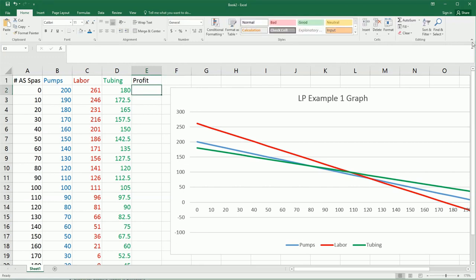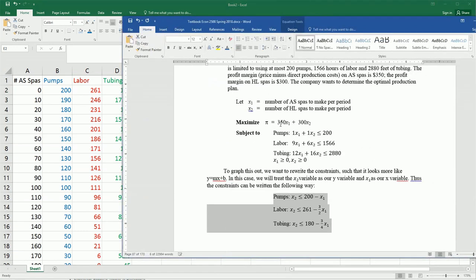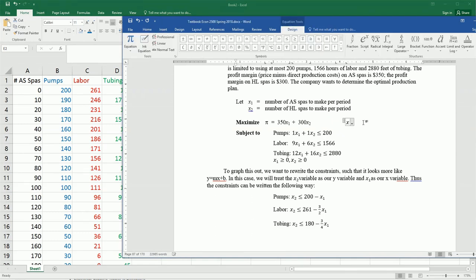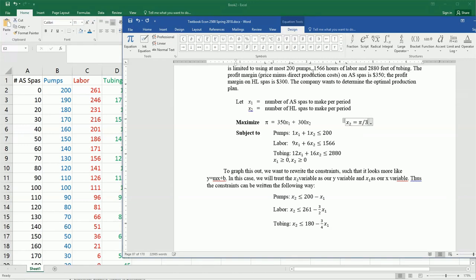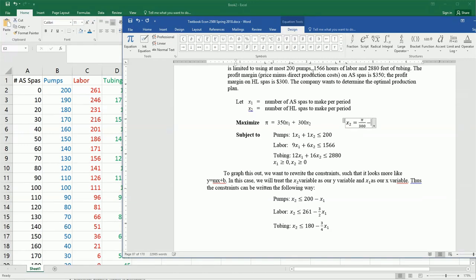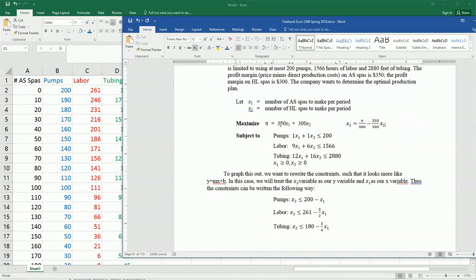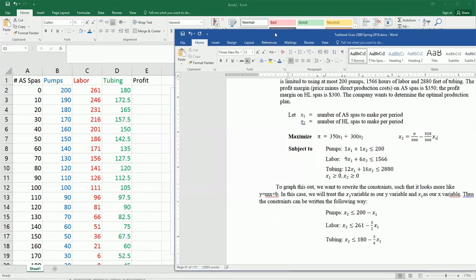So our profits is pi equals 350x1 plus 300x2. So I'm going to rewrite this. So I can rewrite this as x2 equals pi divided by 300 minus 350 divided by 300 x1. So that's simply just solving out this equation here for x2. And that's what I'm going to put over here.